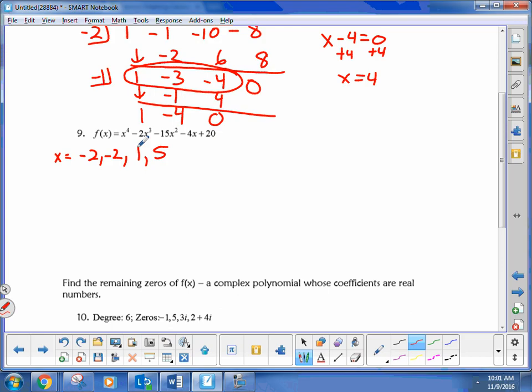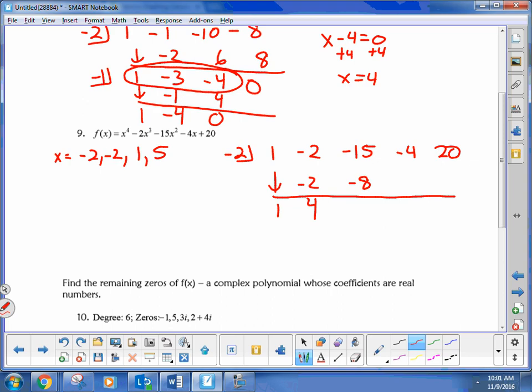So these should be my zeros. When I synthetically divide this, it should come out that I have a couple of the zeros here. So I'll start with -2. So we have 1, -2, -15, -4, and 20. And so we'll discover that this is 1. It's -2, which is 4. -8. -23 comes out being positive.